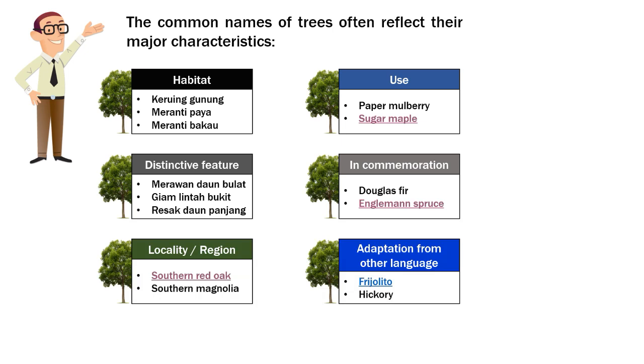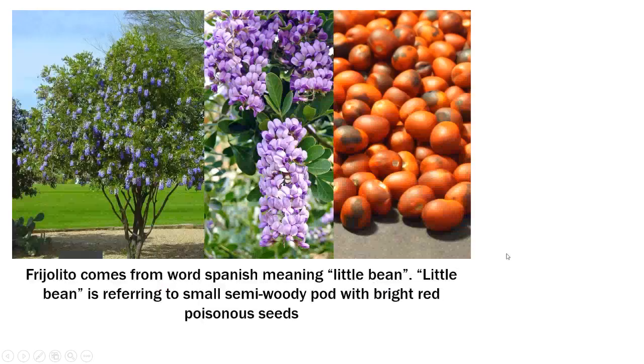And the last characteristic is adaptation from other language. So the tree is named based on a foreign language. For example, frijolito. Frijolito comes from a Spanish word meaning little bean. Little bean is referring to a small, semi-woody pod with bright red poisonous seeds.